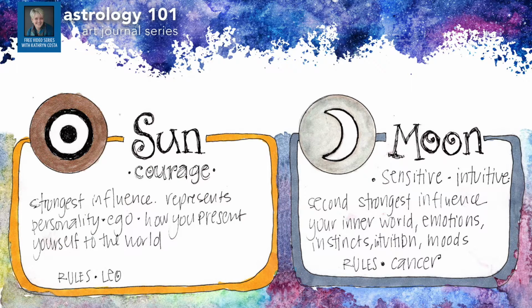In contrast, the moon rules Cancer, and that is a water sign. It's associated with being sensitive, intuitive, and it is the second strongest influence in your chart. It represents your inner world, your emotions, your instincts, your intuition, and your moods.